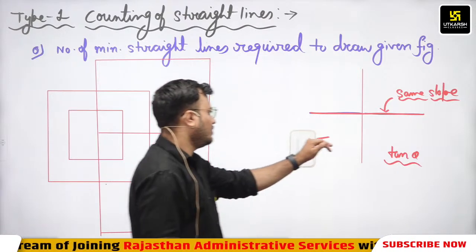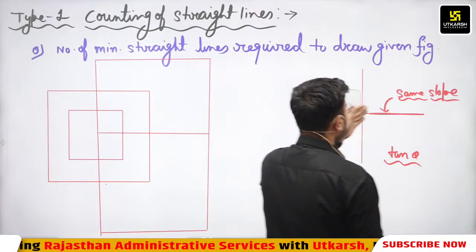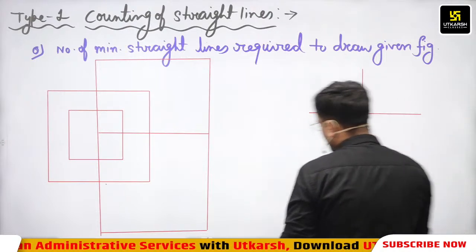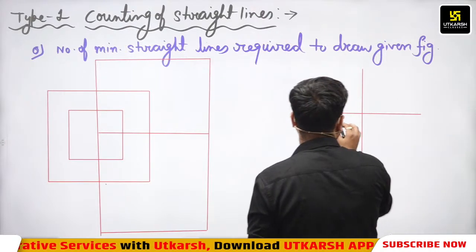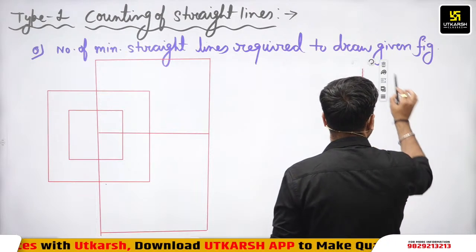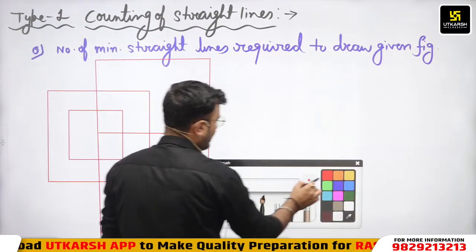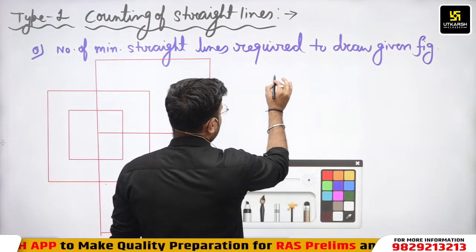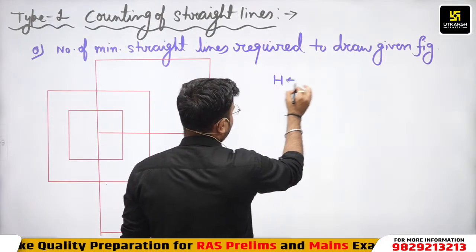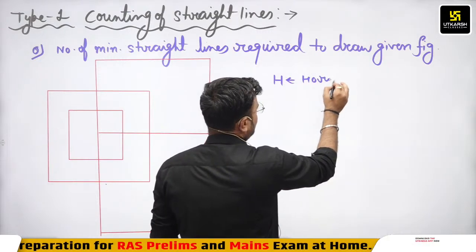Okay, so we need to count in this figure how many straight lines there are. As I told you, we need to divide this figure into two or three parts: inclined, vertical, and horizontal. H stands for horizontal lines.